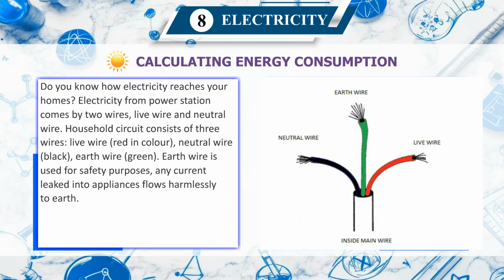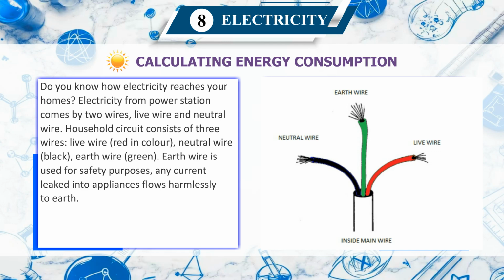Do you know how electricity reaches your homes? Electricity from the power station comes by two wires, live wire and neutral wire. A household circuit consists of 3 wires. Live wire is red in color, neutral wire is black, and earth wire is green. The earth wire is used for safety purposes.